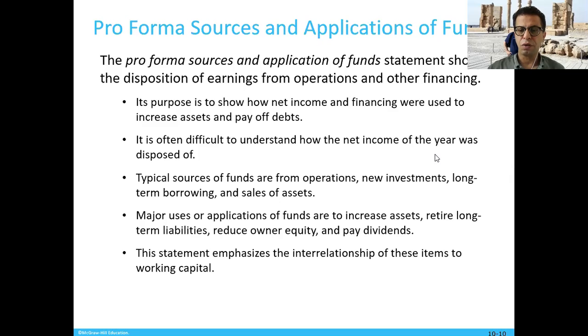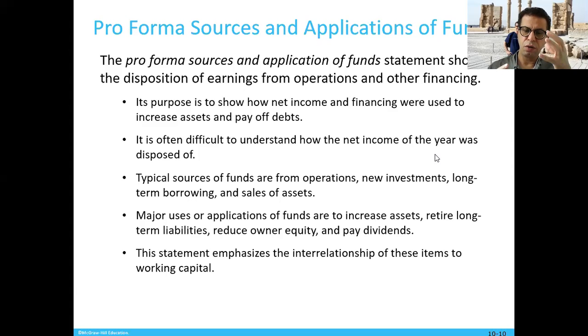It's very important for the investors to look at it. It is often difficult to understand how the net income for the year was disposed of. The typical sources of funds are from operations, new investment, long-term borrowing, and sales of assets. So usually you have funds coming in from operations, from selling, from people investing, from borrowing from a bank, or from selling your assets. And the major use, or application, of funds is to increase assets.